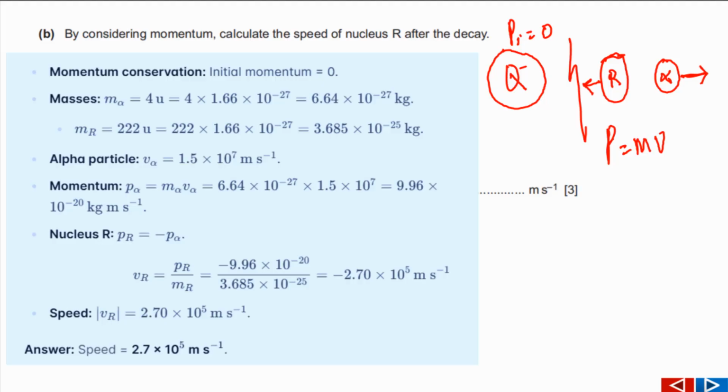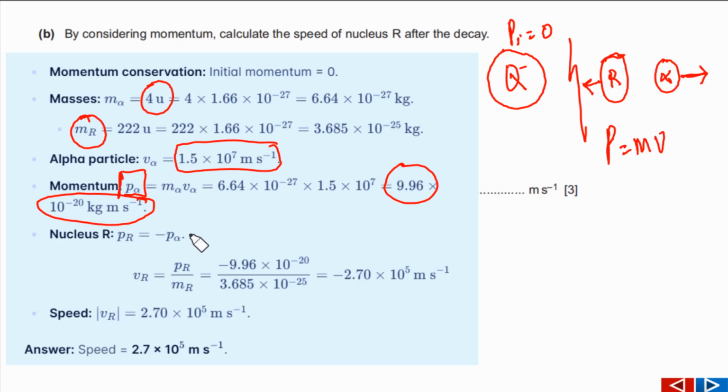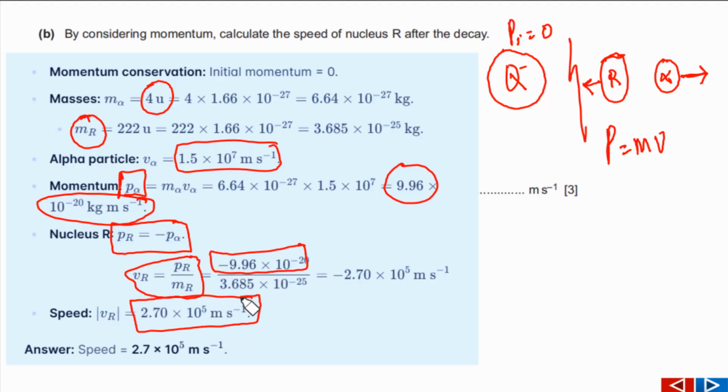So here I have written this one in detail, so you can look at this calculation. This is mass of alpha particle and this is mass of R nucleus. Speed of alpha particle we have, so we can calculate momentum of alpha particle. Momentum of alpha particle is equal in magnitude to momentum of R nucleus but in opposite direction. So negative simply means that these two vectors are in opposite directions. And then by equating the magnitudes, we can find out the speed of R. So this is momentum of nucleus R, so we can find out the speed of nucleus R.